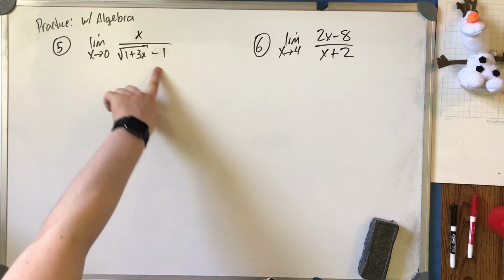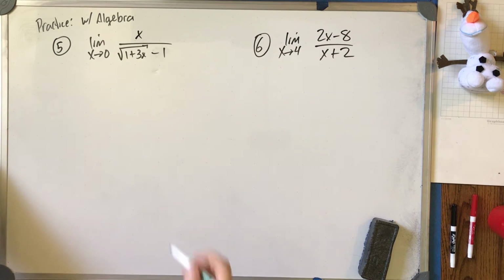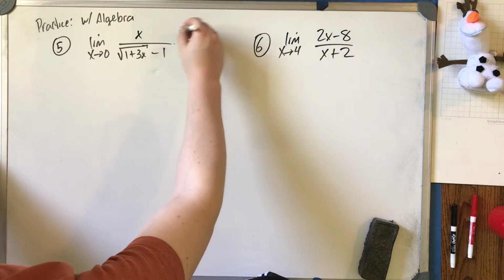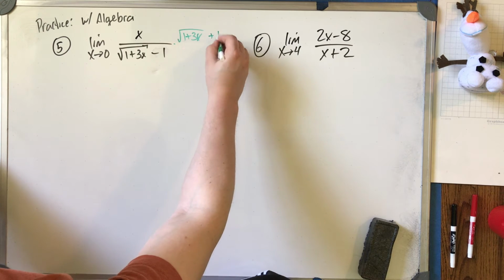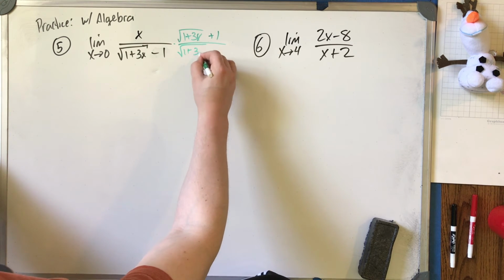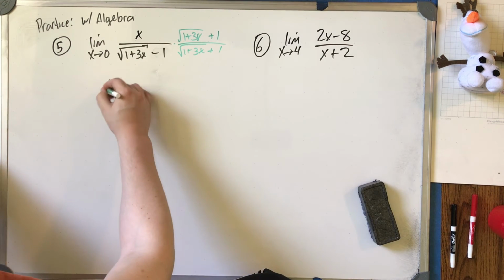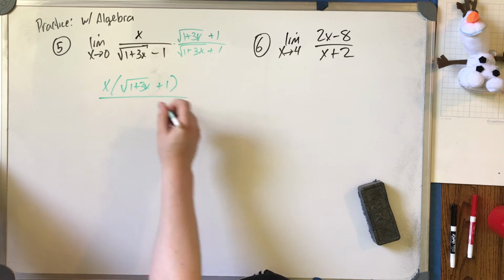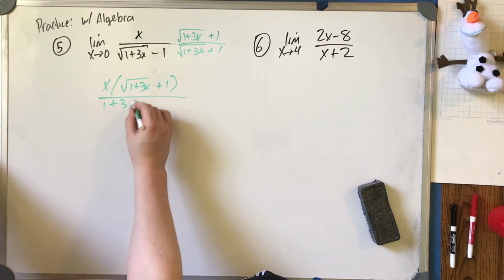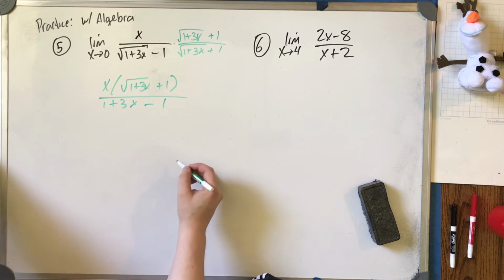Okay, 5. I try to direct substitute. I'm going to get 1 minus 1 in the bottom, so that's not going to work out too well for us. So I'm going to multiply by this really annoying conjugate: the square root of 1 plus 3x plus 1 over the square root of 1 plus 3x plus 1. I will not distribute on the top, so I'll just leave it the way it is. And on the bottom, I'm going to get 1 plus 3x minus 1.